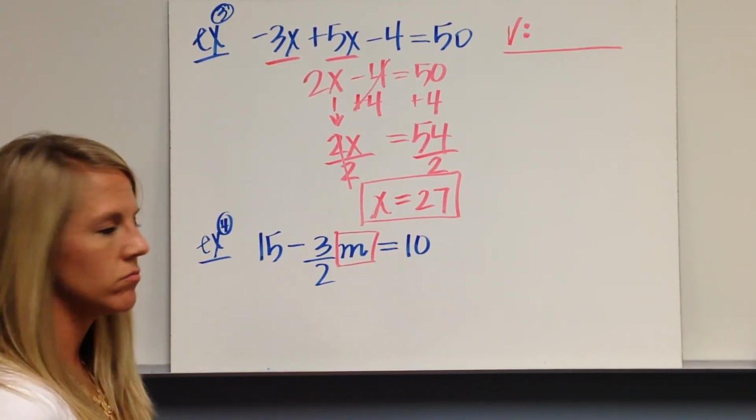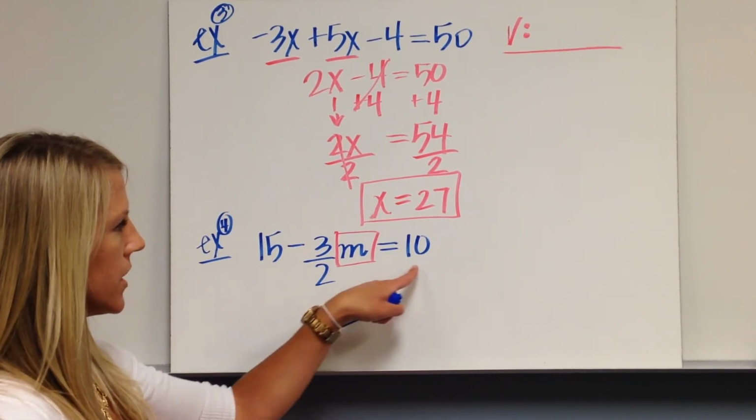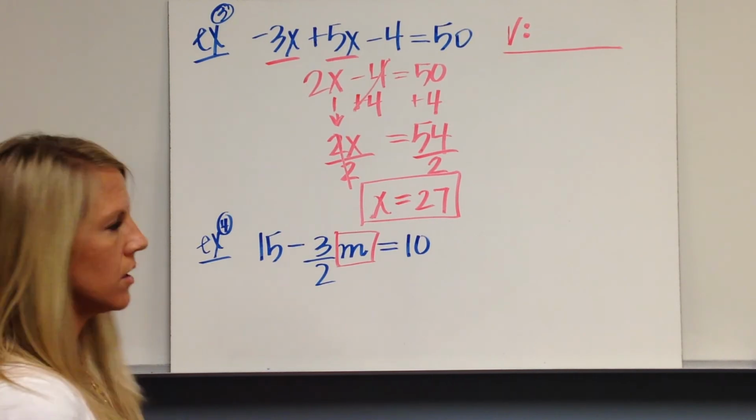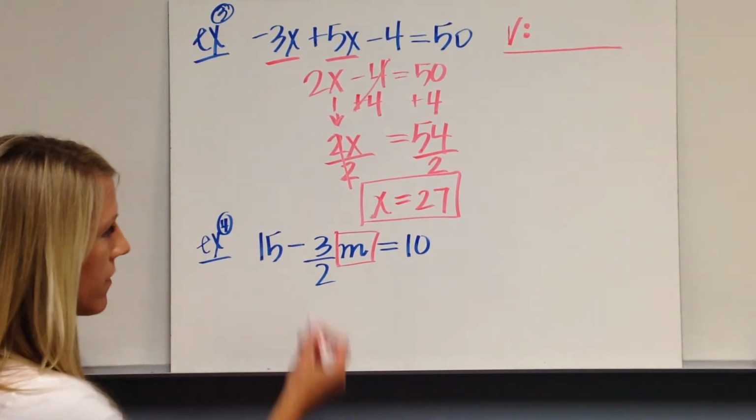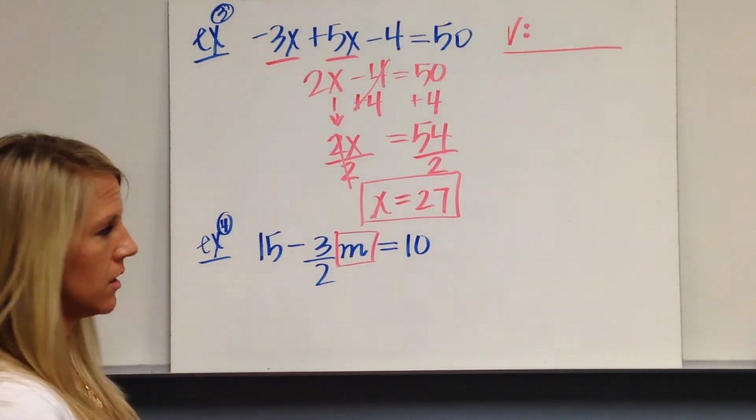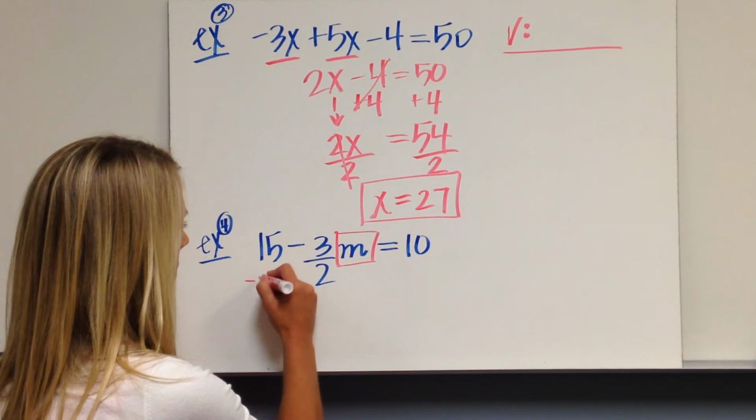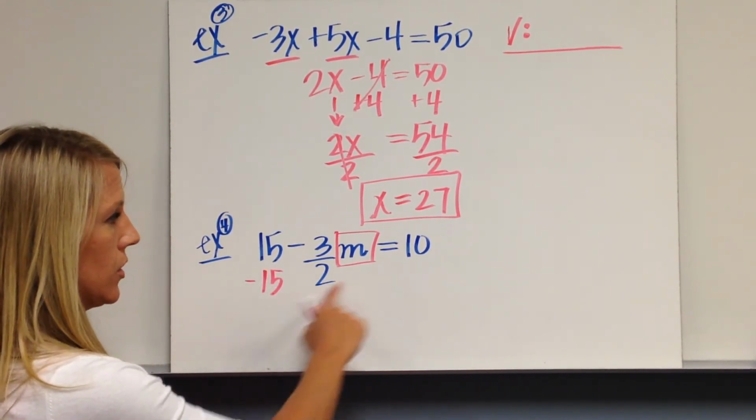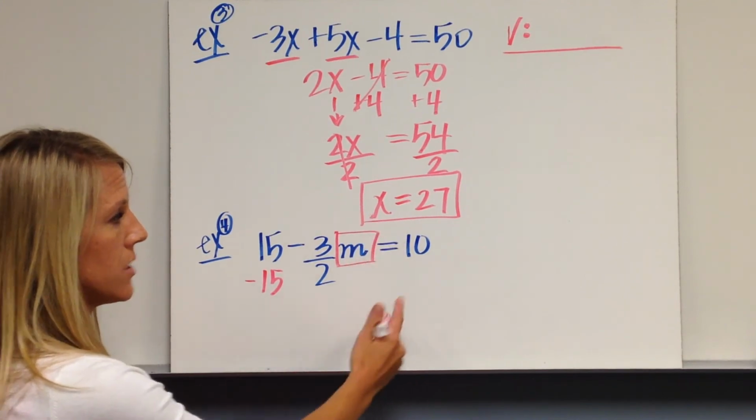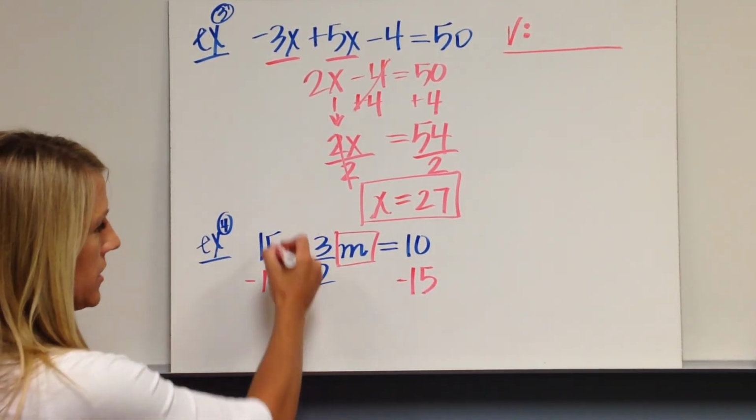So what can I do? 15 minus 3 halves m equals 10. Well, is 15 positive or negative? Yes, it's positive. So I have a positive 15. So how do I get rid of it? How do I make it 0? I subtract 15. If I do it to the left side, I have to go over my balance here, go over my equal sign, and subtract another 15. 15 minus 15 is 0.